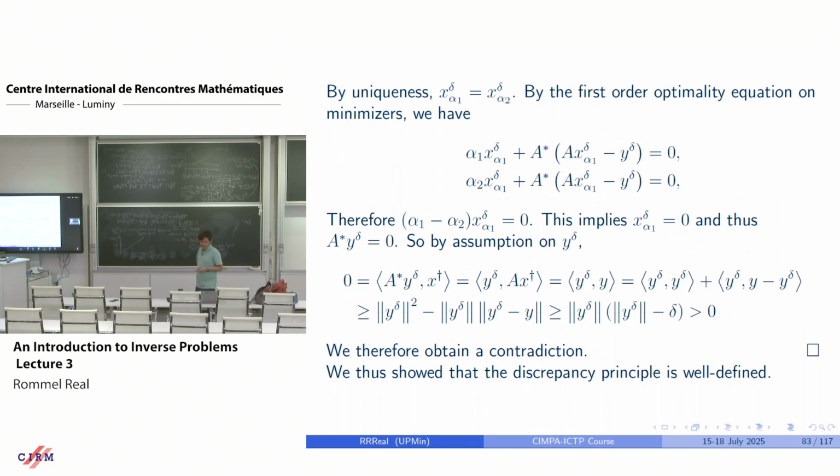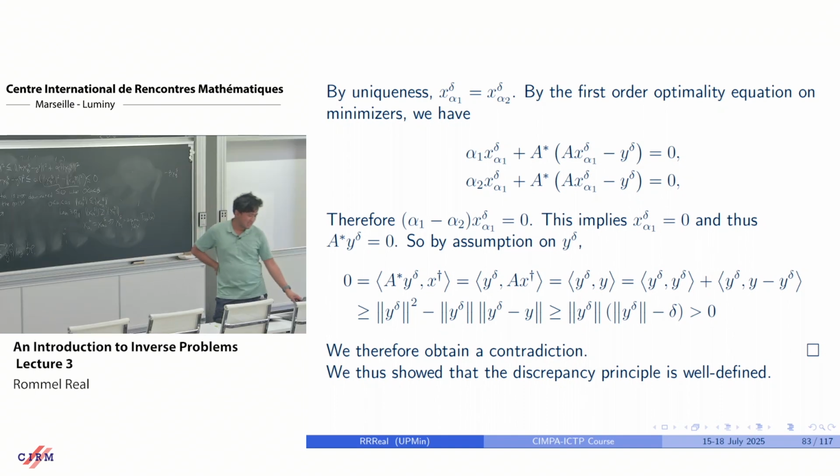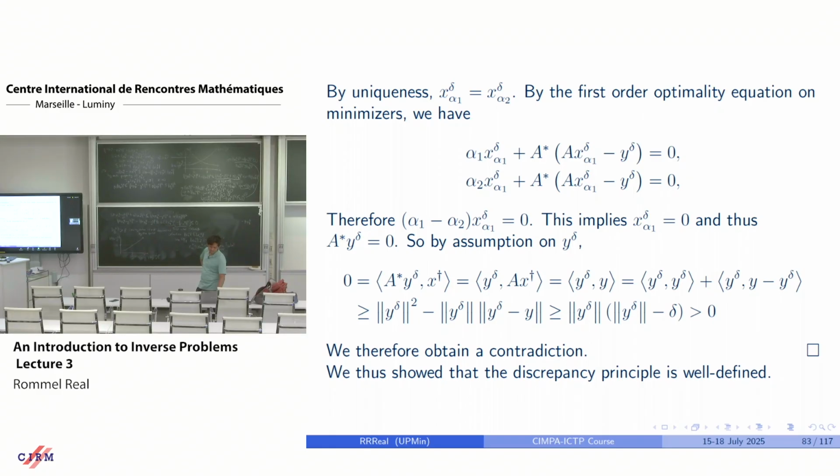And then, from that one, of course, by uniqueness, the regularized solutions in terms of alpha 1 and alpha 2 are equal. And then, by the first order optimality equation of the minimizers, we have these two equations over here. So the first one is in terms of x sub alpha 1. The second one is also in terms of x sub alpha 1, but note that they have different regularization parameters alpha 1 and alpha 2.